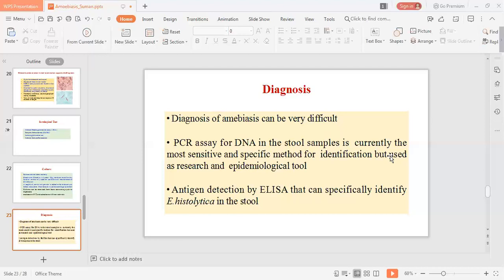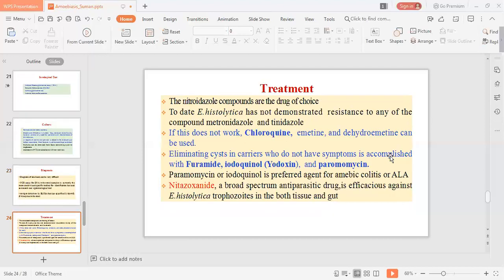The second one is the ELISA technique using specific antigen of Entamoeba histolytica as well as Entamoeba dispar. This will clarify whether the disease is caused by histolytica or dispar. So these are the advanced studies. You can use them for the diagnosis of Entamoeba histolytica as well as Entamoeba dispar.